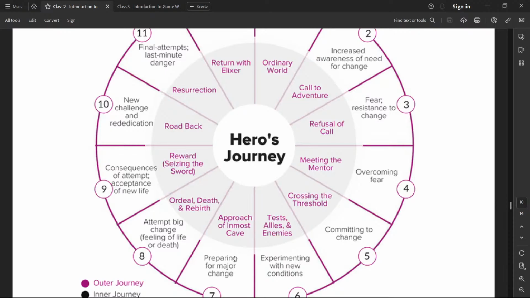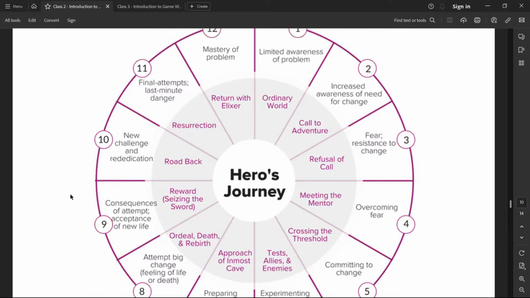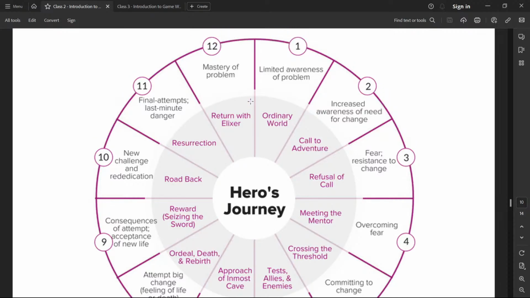Then you do have resurrection. Suppose there's some final thing that would lead to the next story, some final attempts, some last-minute dangers, something minor. One example would be that the gateway to the old world is closing quickly, and the character has to run or race to the portal and escape before the portal closes. So that would be part of resurrection.